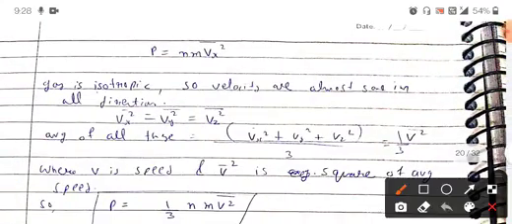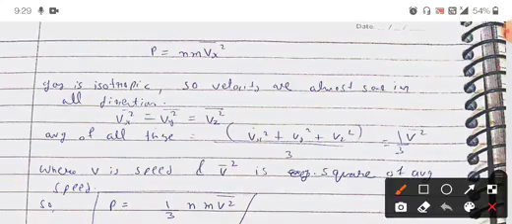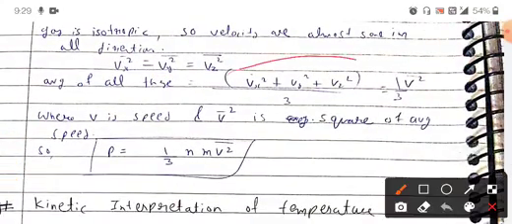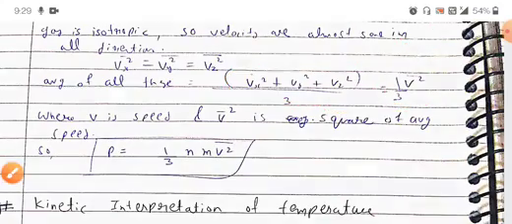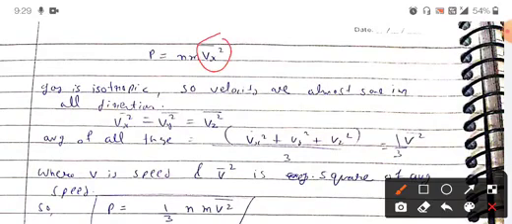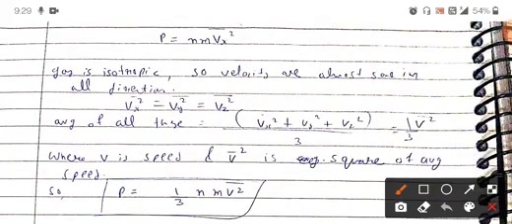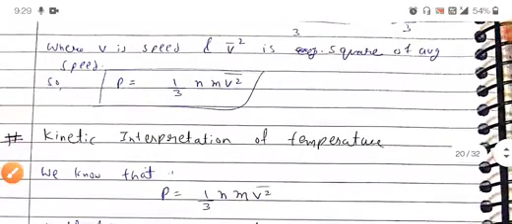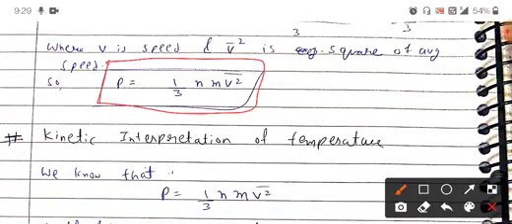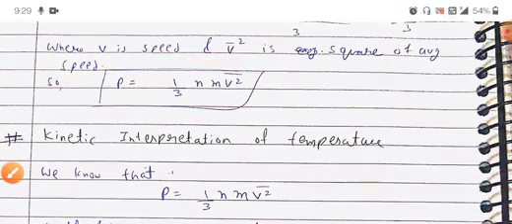Now gas is isotropic. That means in all the directions the velocities are almost the same. So v bar x square will be equal to v bar y square will be equal to v bar z square. So the average of all these will be equal to vx square plus vy square plus vz square by 3, that is 1 by 3 of v bar square. Because the particles were not moving only in the x direction now, we have to consider the velocities in all the directions. So we will take the average of all those, and that will be equal to 1 by 3 v square. So now we will replace vx bar square with 1 by 3 v bar square. So the total pressure exerted on the wall will be equal to 1 by 3 nm v bar square. This is the pressure exerted on the wall.